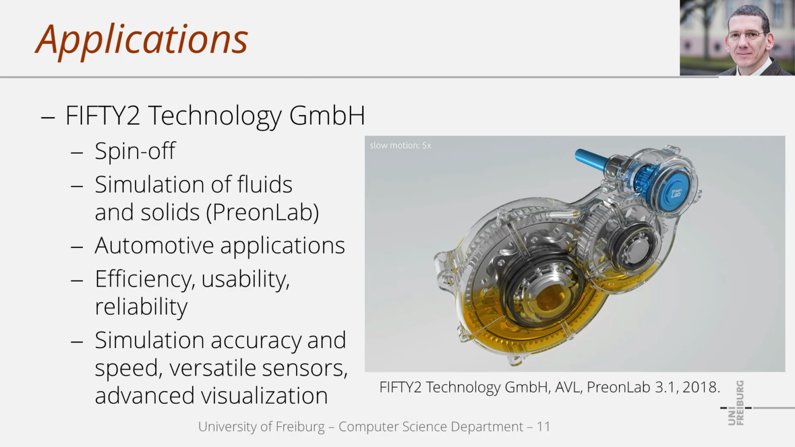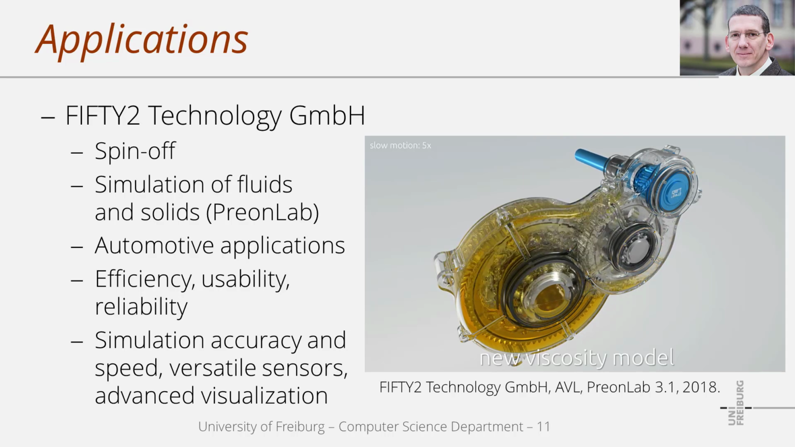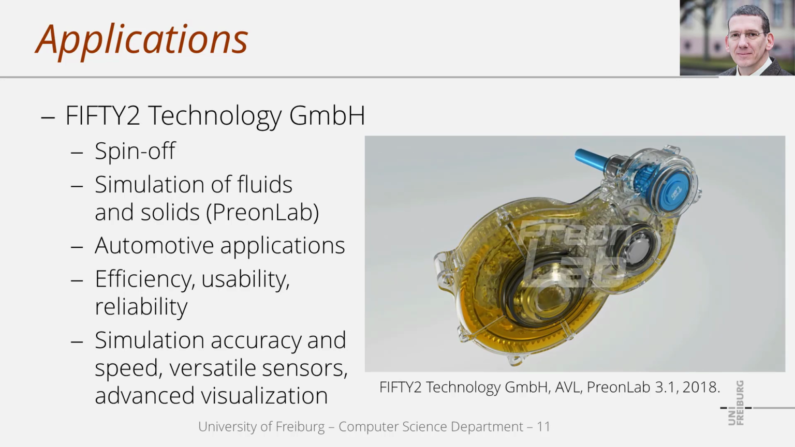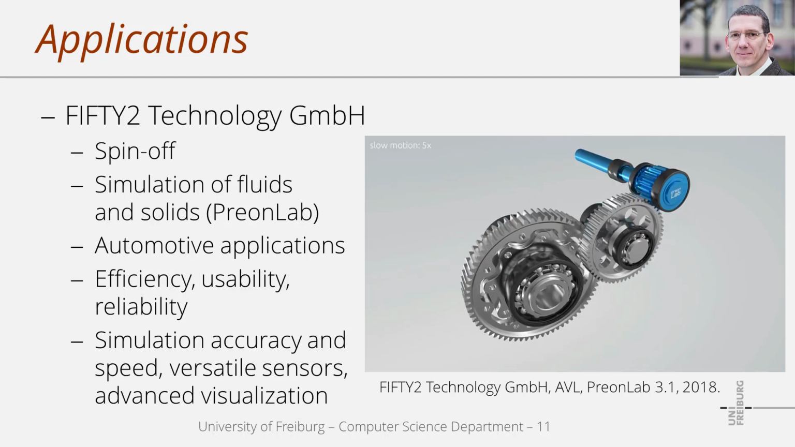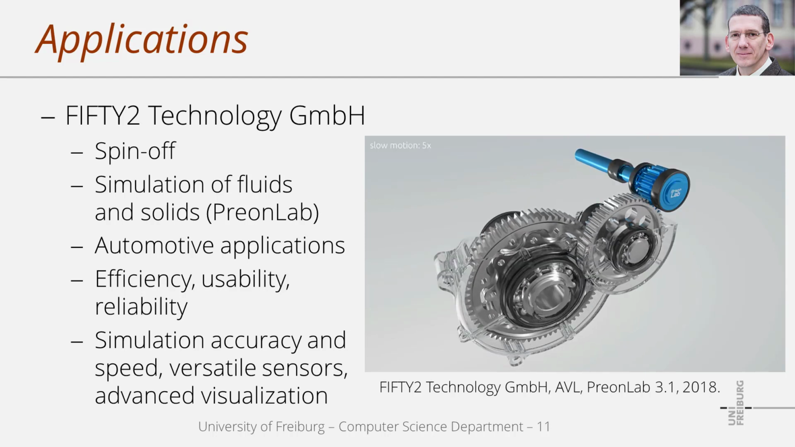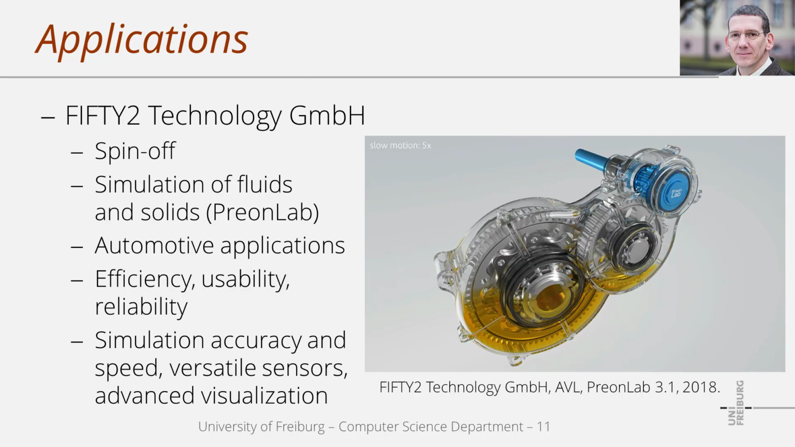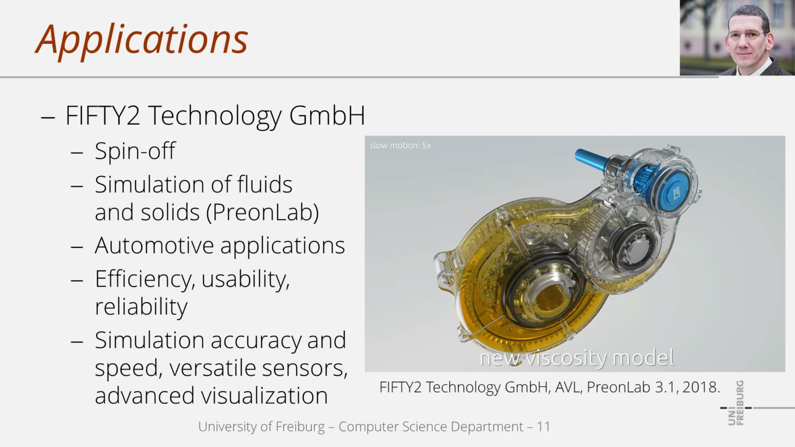The software combines simulation accuracy with speed, and it also comprises versatile pre- and post-processing components for advanced analysis and visualizations. The video on the right-hand side shows an example of a Prion Lab simulation. As in all previous videos, the simulated components are all represented with particles, and in this specific scenario, a user is interested in analyzing and optimizing the oil lubrication inside the gearbox.